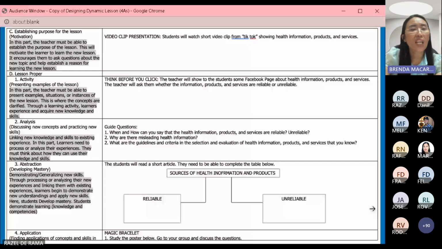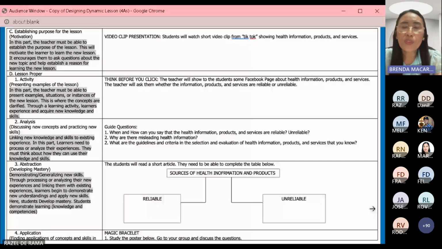Next is abstraction. So sa abstraction, ito na po yung part ng developing mastery. So demonstrating, generalizing new skills through processing or analyzing their new experiences and linking them with existing experiences, learners begin to demonstrate new understanding and apply new skills. Here, the students develop mastery. Students demonstrate learning. They demonstrate the knowledge, the skills, and the competencies that they have learned.